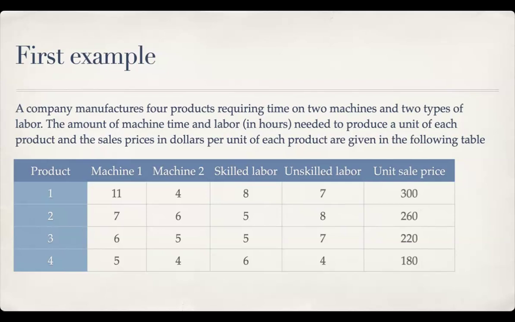For example, in order to produce product 1, we need 11 hours of machine 1, 4 hours of machine 2, 8 hours of skilled labor, 7 hours of unskilled labor. And the sale price of product 1 is 300. For products 2, 3, 4, you can look at the table.